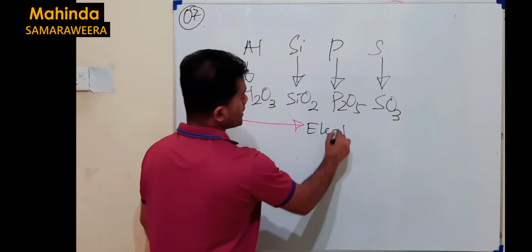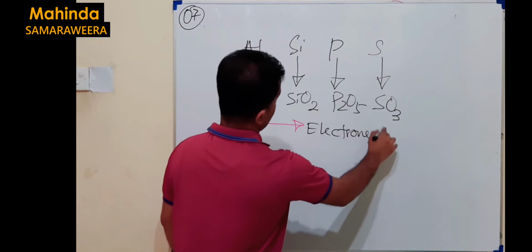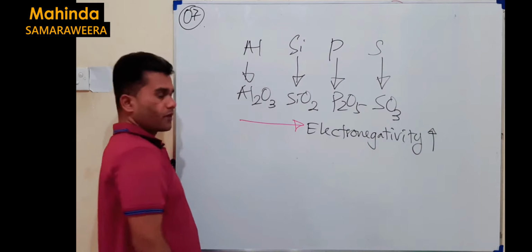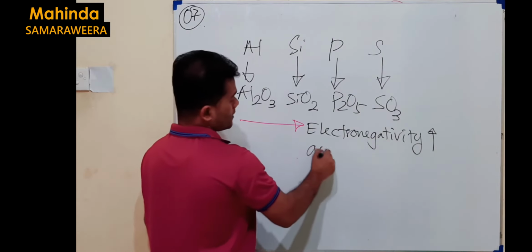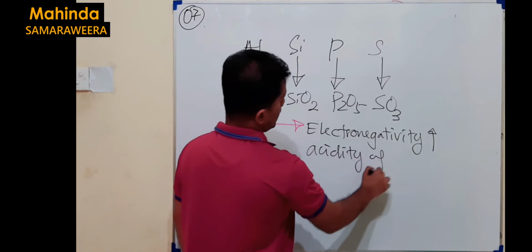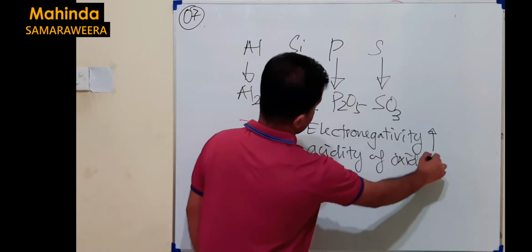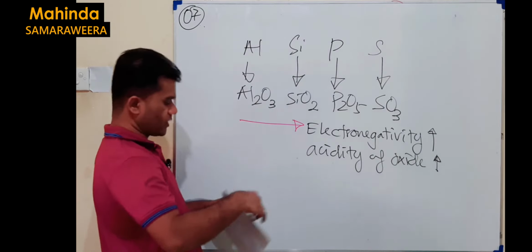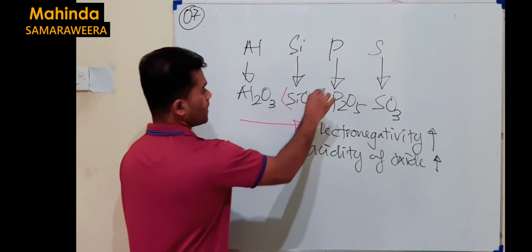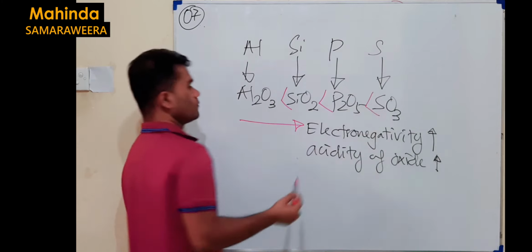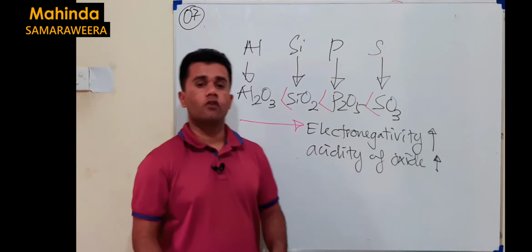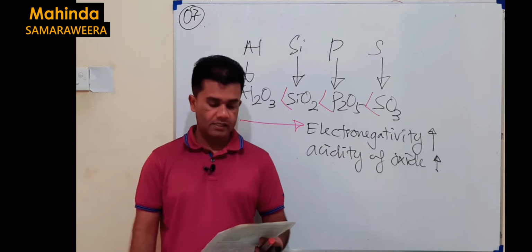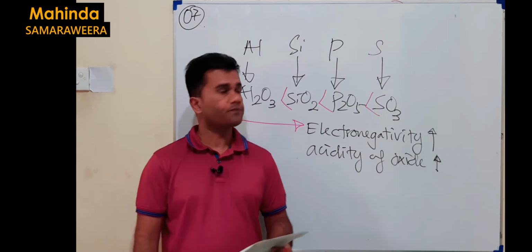Electronegativity increases. I'm talking about the electronegativity of the element. When electronegativity increases, the acidity of the oxide also increases. That's the point. So according to this, what should be the variation? This is how we get the variation. That's the correct order of acidity of these oxides. The reason for that is electronegativity. That answer is given in the second option.